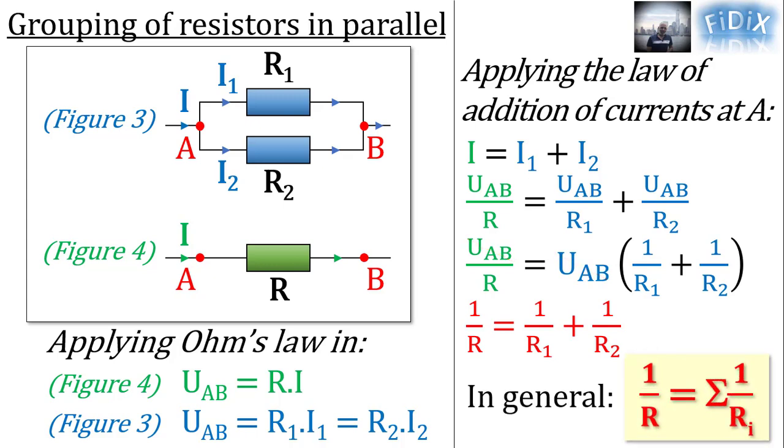In general, the reciprocal of the equivalent resistance R of resistors in parallel is equal to the sum of the reciprocals of each resistance.